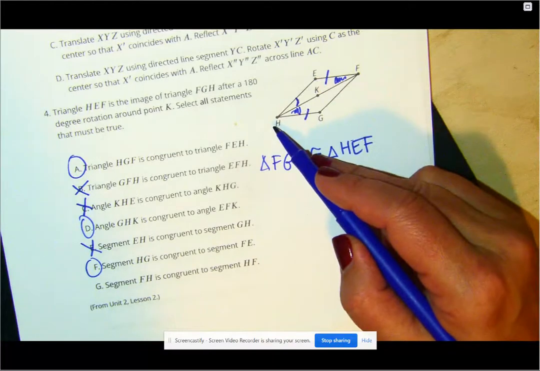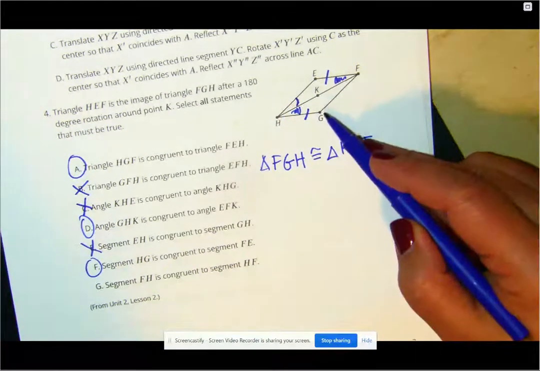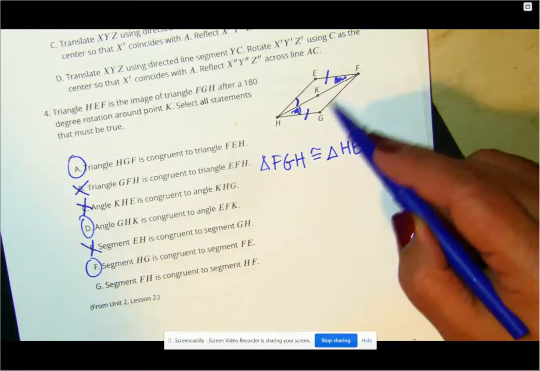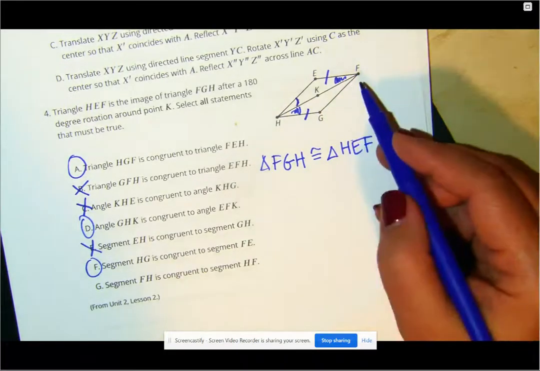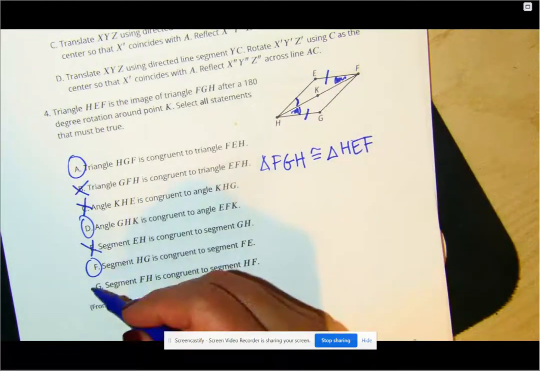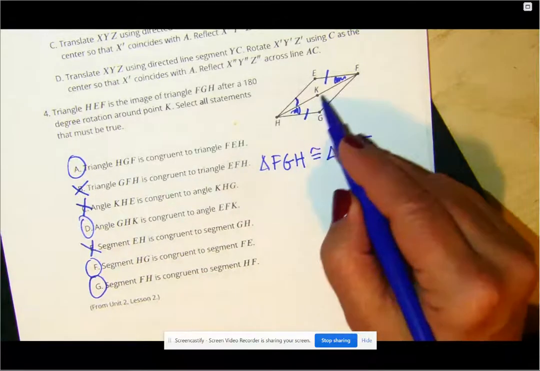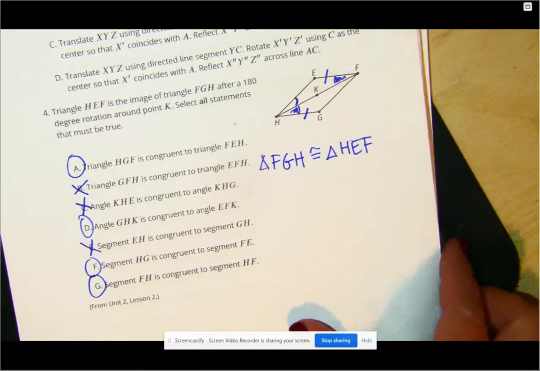EH to GH, no, because this one is congruent to this one. We could say FG or GF. And then the last one it says is FH congruent to HF. Yes, that's that centerpiece. It's the bottom maybe or the top. No matter which triangle, it's the same length in both triangles. Okay, moving on. That was number 4.